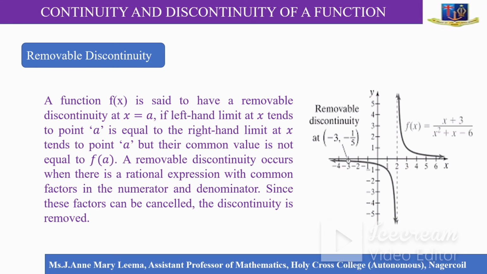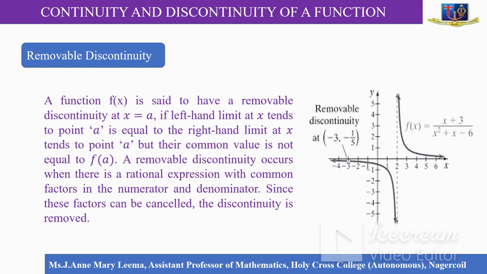Next is the removable discontinuity. A function f of x is said to have a removable discontinuity at x is equal to a if the left hand limit as x tends to a is equal to the right hand limit as x tends to a, but their common value is not equal to f of a. A removable discontinuity occurs when there is a rational expression with common factors in the numerator and denominator. Since these factors can be cancelled, the discontinuity is removed.